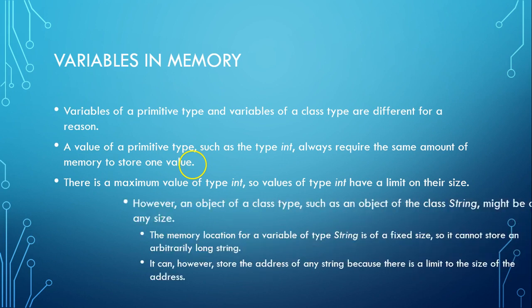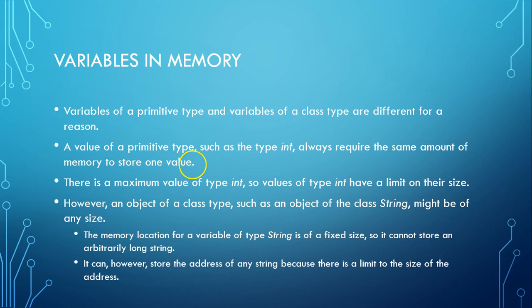the long type. However, an object of a class type, such as the object of a class string, might be any size. The memory location for a variable of type string is of a fixed size, so it cannot store an arbitrarily long string. So you can't just have this endless volume for a string. It can, however, store the address of any string because there is a limit to the size of the address. So even though the string itself doesn't necessarily have a limited size, the memory location of that string is going to be storable.